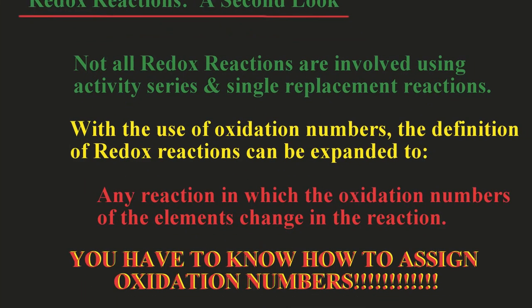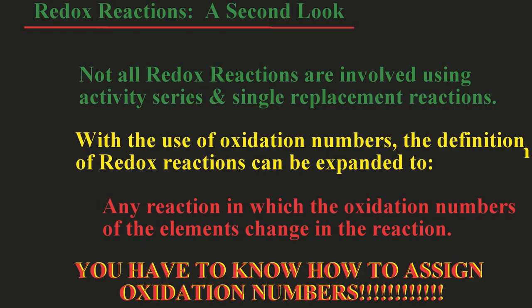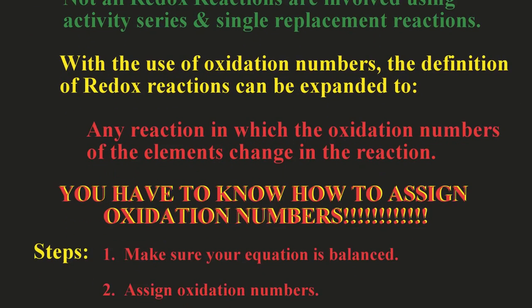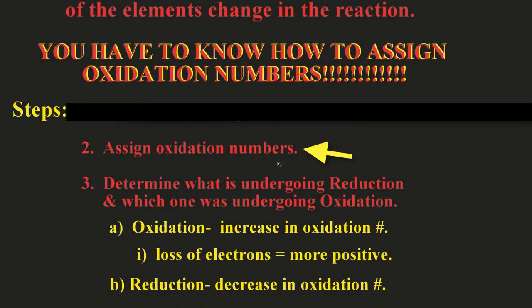So as a result, you have to know how to assign these oxidation numbers. All right? So if you haven't watched those videos, haven't practiced those concepts yet, please do so. It's essential and foundational to being able to determine which one's undergoing oxidation, which one's undergoing reduction. So here are the steps. After you assign these oxidation numbers, you can determine which one's undergoing reduction and which one's undergoing oxidation.